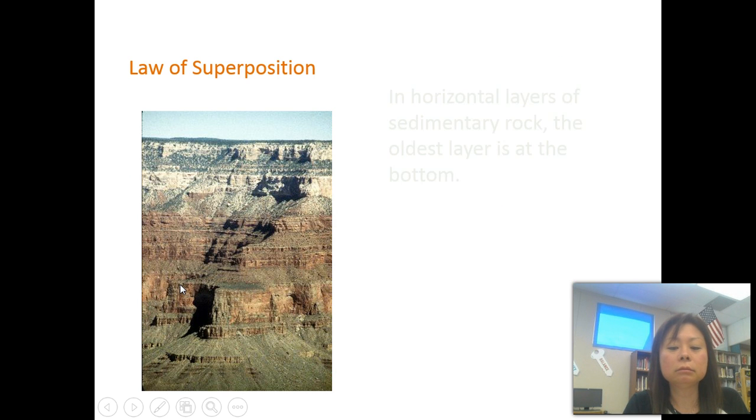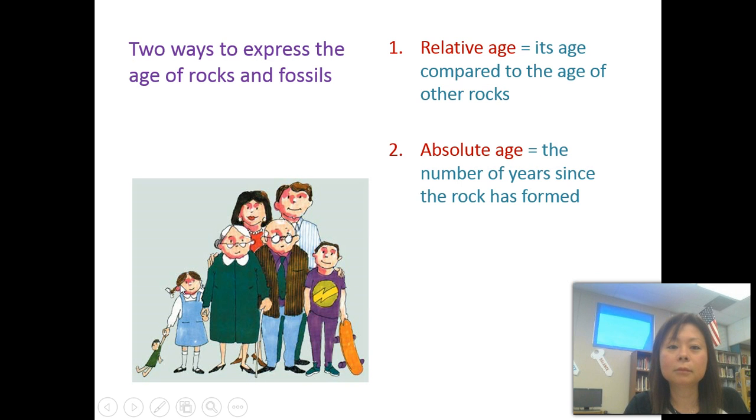And if you said Grandpa is older than Dad, that would be relative age. Or if Mom is older than the daughter, but younger than the grandma, that would also be relative age.